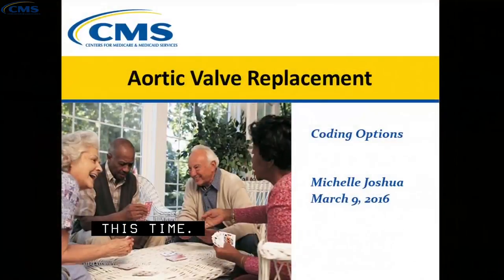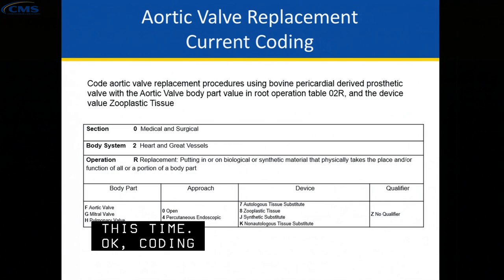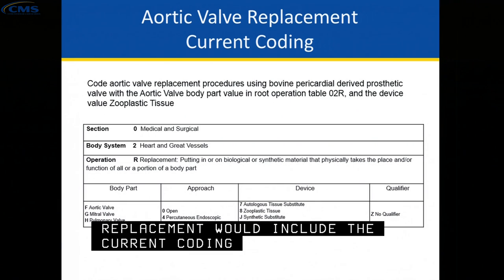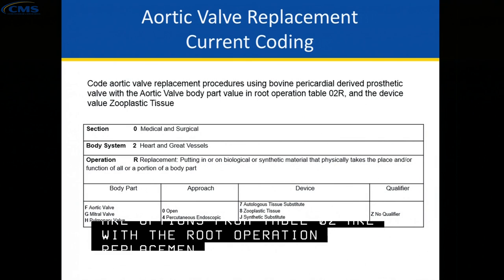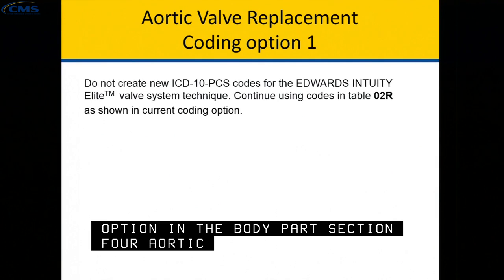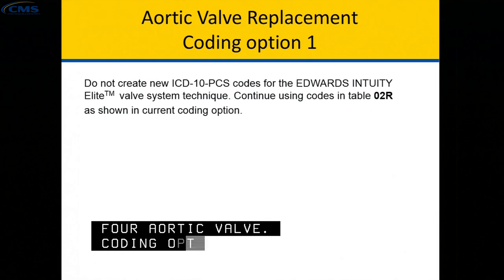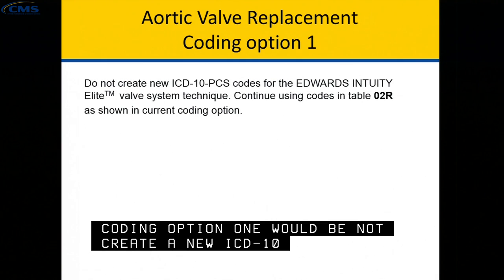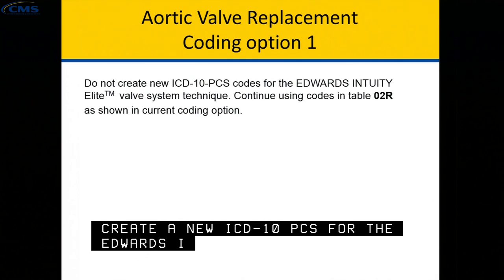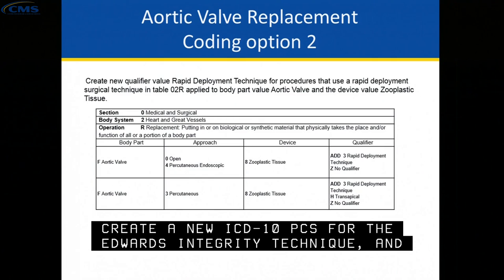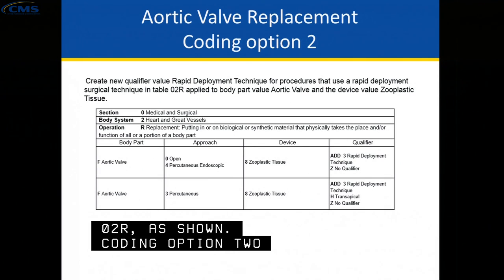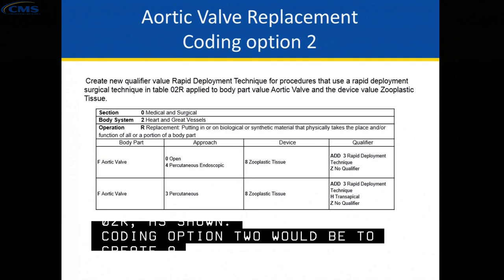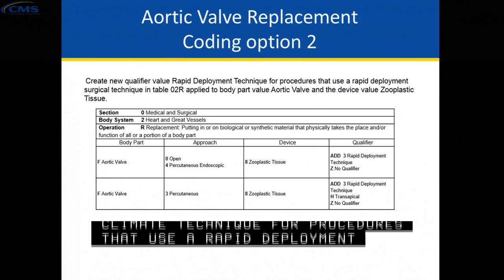Okay, coding options for aortic valve replacement would include our current coding options, which are coding options from table 02R with the root operation replacement, which includes an option in the body part section for aortic valve. Coding option one would be not to create a new ICD-10-PCS code for the Edwards Intuity Elite Valve System technique, and to continue using codes in table 02R as shown. Coding option two would be to create a new qualifier, rapid deployment technique, for procedures that use a rapid deployment technique in the same table 02R, applied to the body part value aortic valve, as shown.